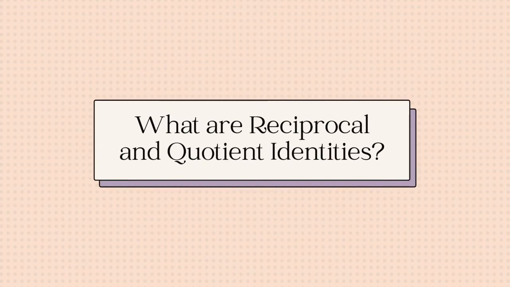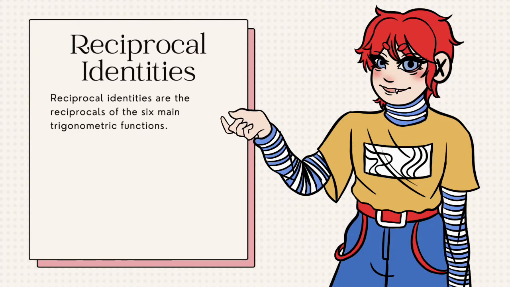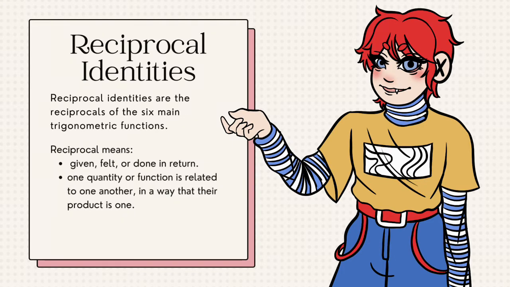Now, what are these reciprocal identities and quotient identities? Reciprocal identities are the reciprocals of the 6 main trigonometric functions. The meaning of reciprocal in general is something given, felt, or done in return, but in mathematics, reciprocal means that one quantity or function is related to another in a way that their product is 1. It is simply the inverse of a value or number.